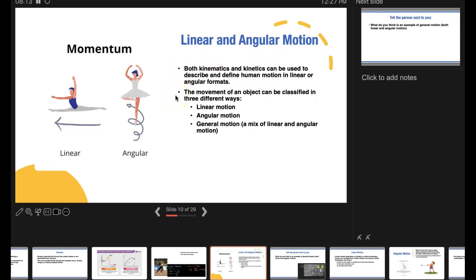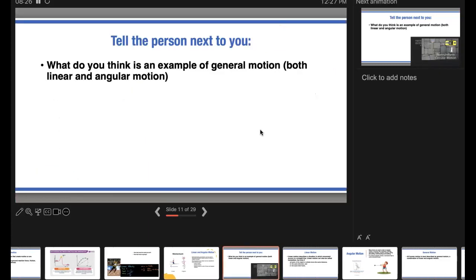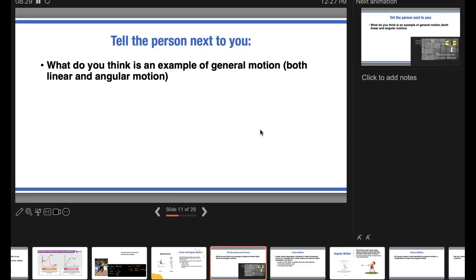So the movement of an object is classified in these 3. And then the third one here is the general motion. This is a mix of linear and angular motions. So I want you to tell the person next to you what you think is a good example of general motion. That would be linear and angular together. Go.